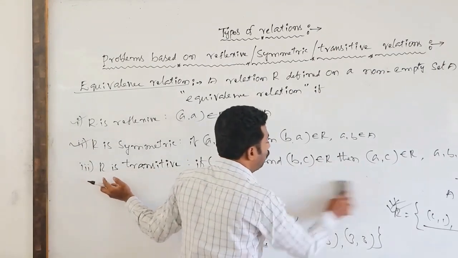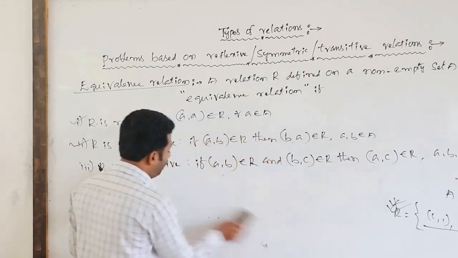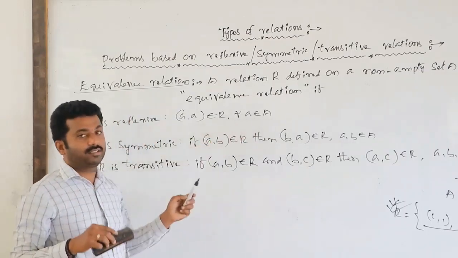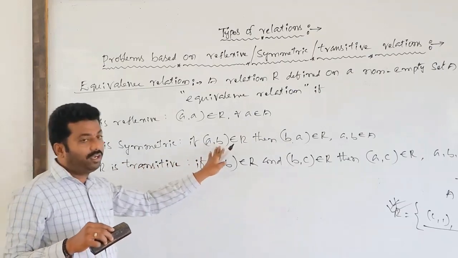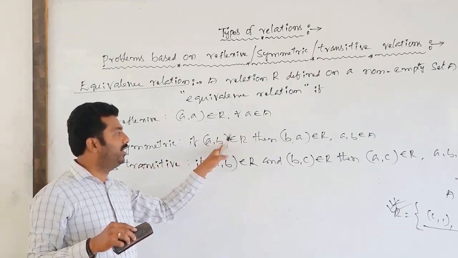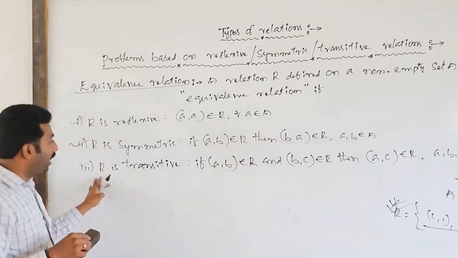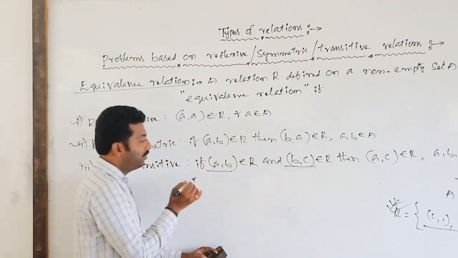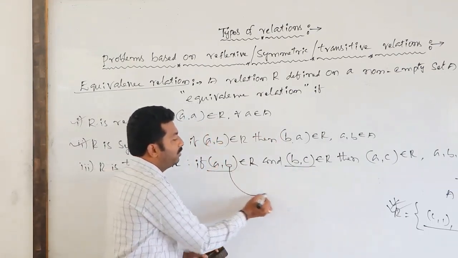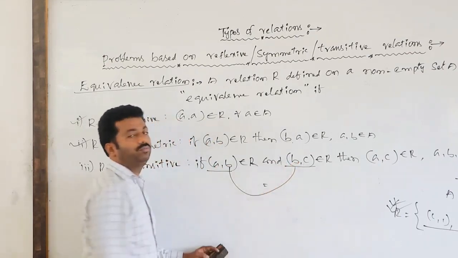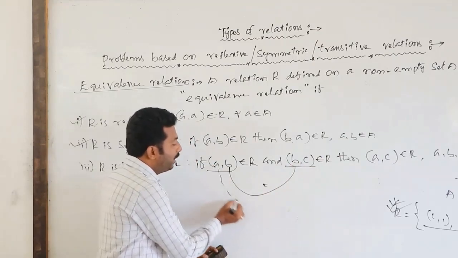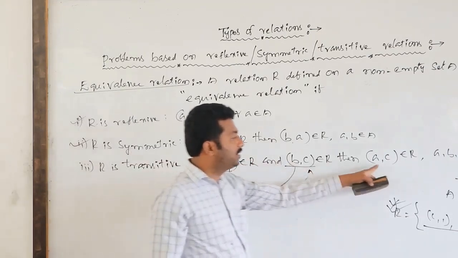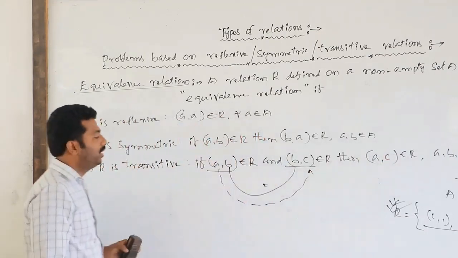So in transitive, two pairs we have to select. Very clear. For reflexive checking, every element in capital A we are checking. For symmetric, one arc pair we are taking. So B comma A is there or not, we have to check. Then transitive, two linked pairs we have to select. What are the linked pairs? First pair second component, second pair first component, both must be equal. Then only we have to check whether A comma C is there or not. If A comma C also is there, that relation is transitive relation.